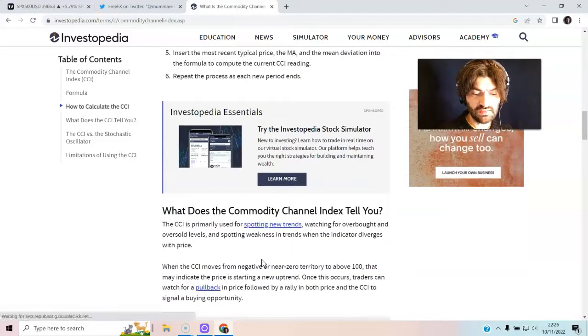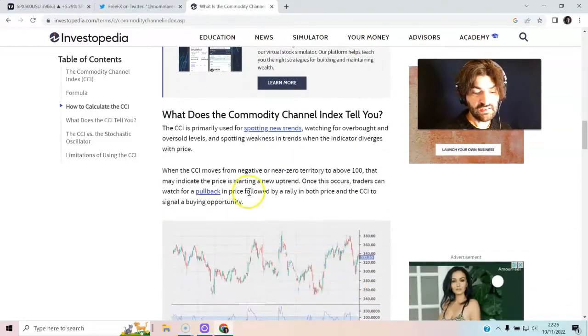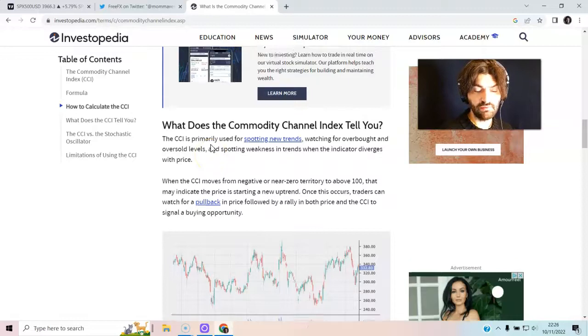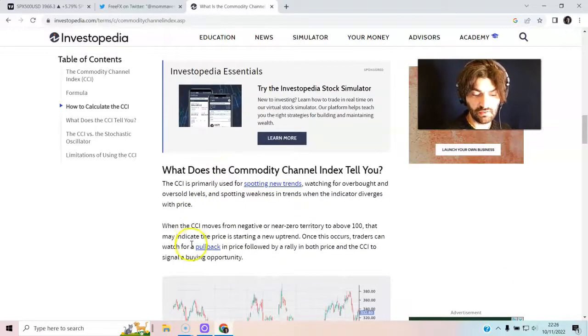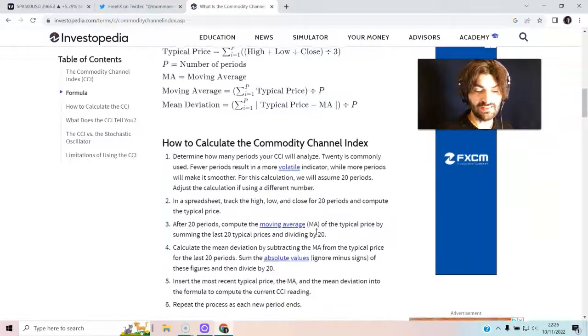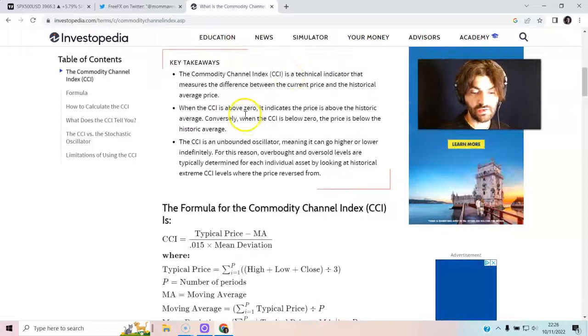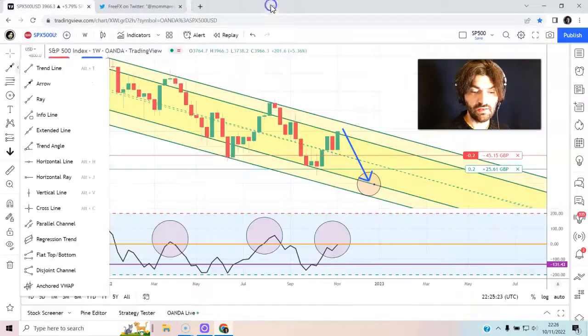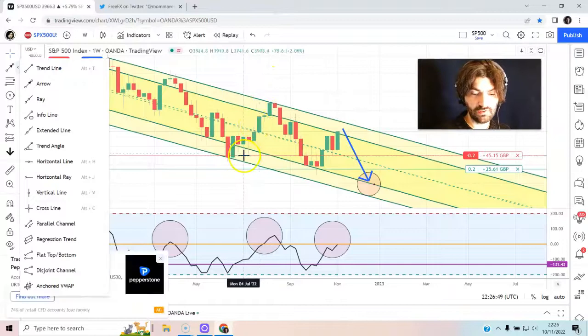So CCI, what will it tell you? It's used for spotting new trends, watching for overbought and oversold. It's an oscillator. It's unbound, obviously, so watch for a pullback in price followed by a rally in both price and CCI to signal a buying opportunity. So divergence is very important. It's exactly how I use it. Above zero indicates the price is above the historic average. And now we are not above zero, as you can clearly see.